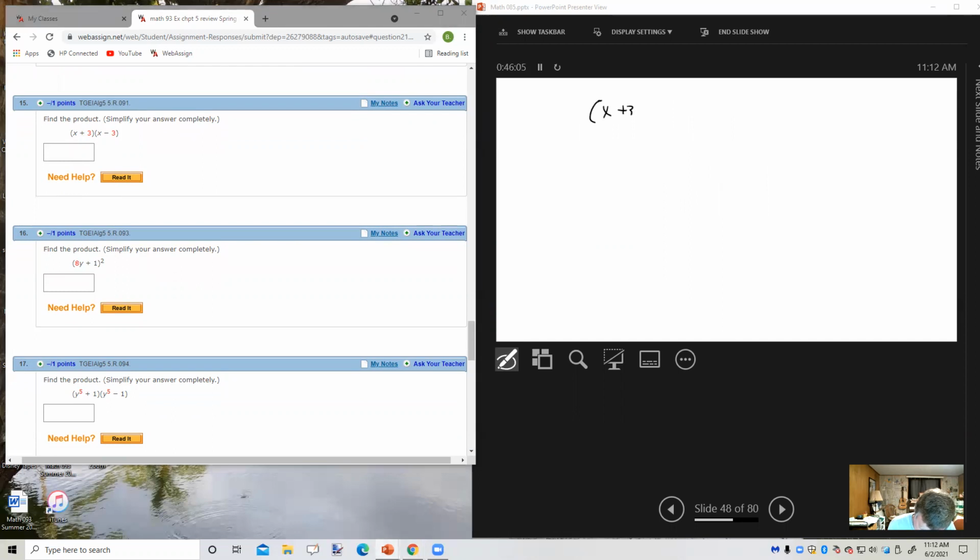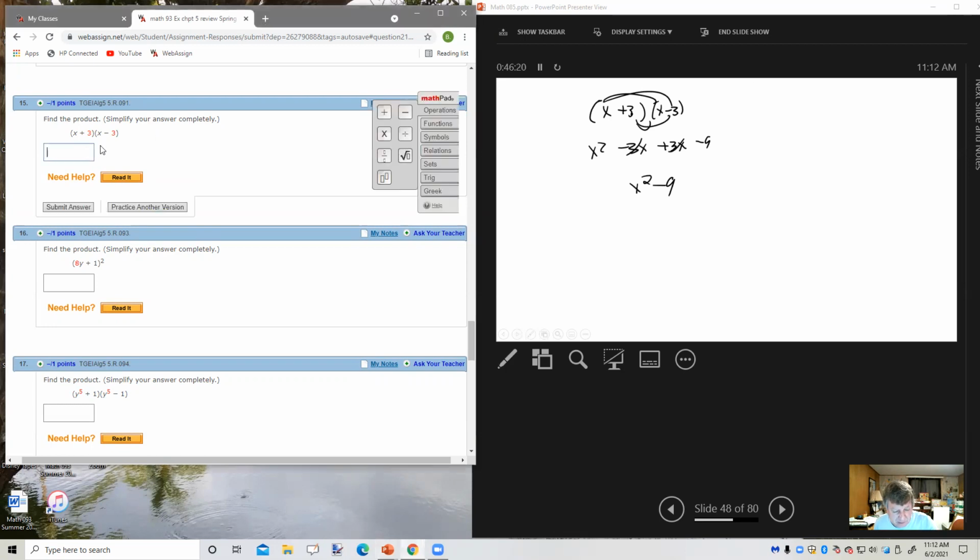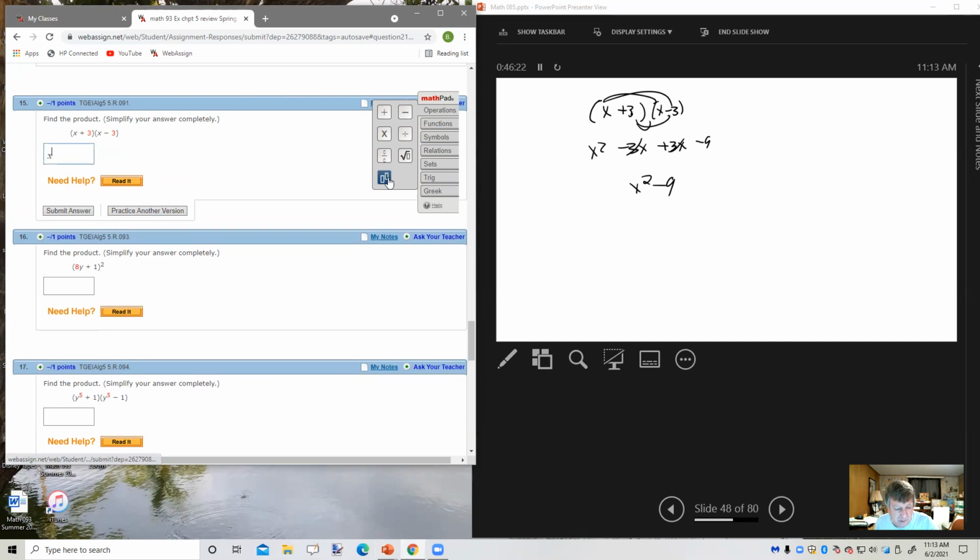X plus 3 times x minus 3. That ends up being the difference of two squares. The two middle terms cancel, and we're left with x squared minus 9.